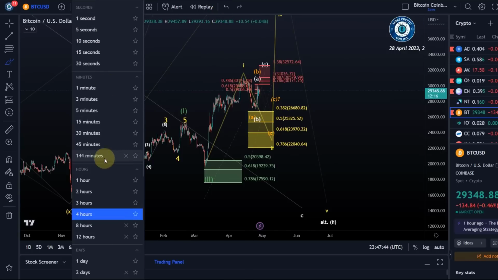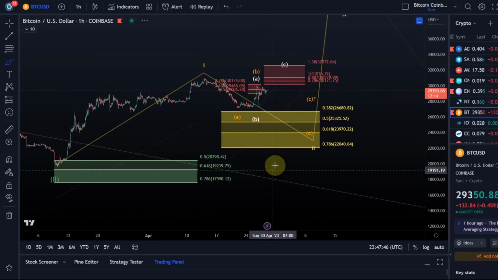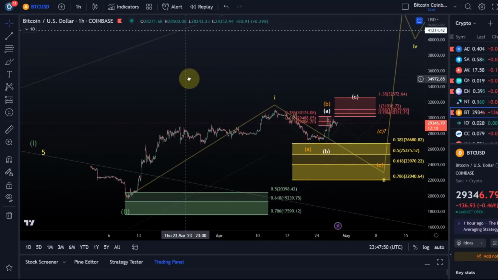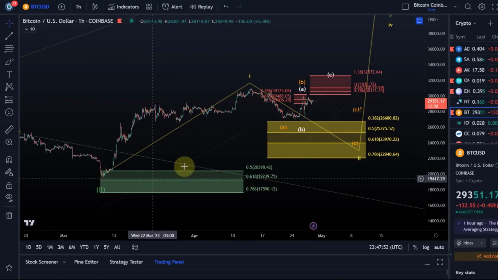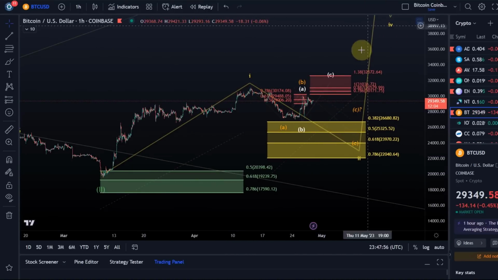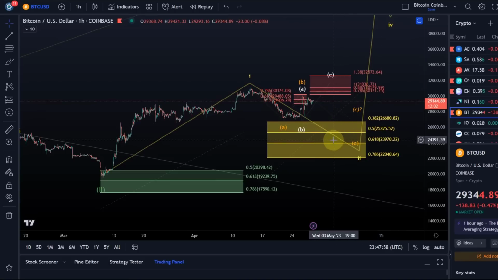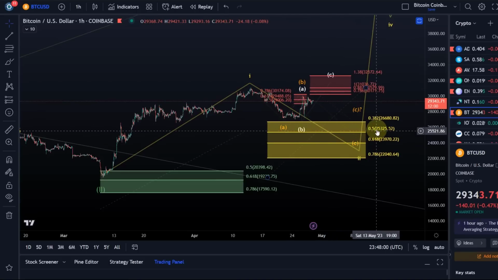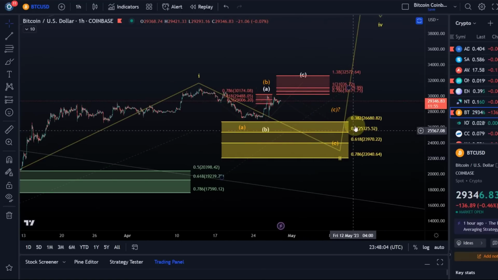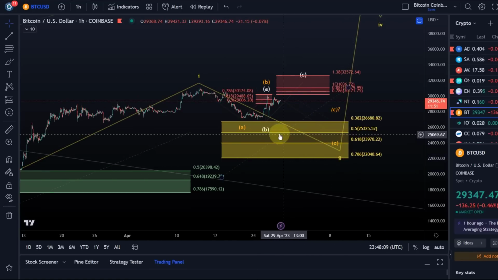Now, if we look at the lower degree price action, we are now in this 1, 2 setup. Again, this can unfold in various ways, but the idea is we completed wave 1 here on the 14th of April, which indicates the trend is still up. The really important support area is here between 25,325 and 22,000, between the 50% and the 78.6 retracement. And the idea would be to get there.